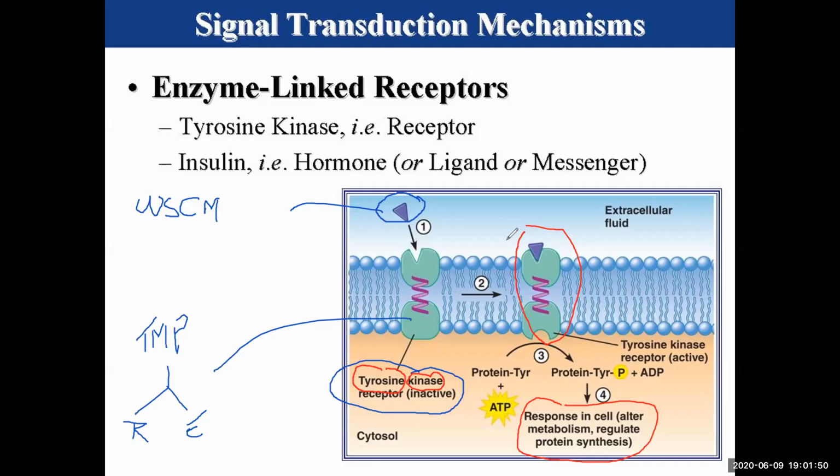So this is another example of a water-soluble chemical messenger. And specifically, insulin. This is how insulin can act on its target cells. In this case, insulin acts as a hormone.